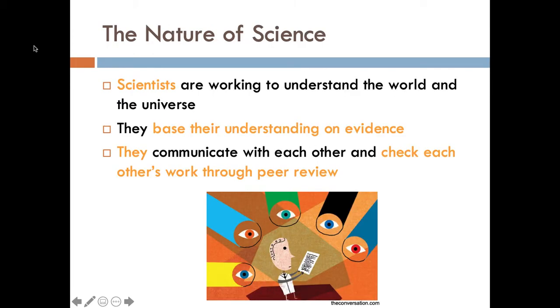So, scientists are working to understand the world and the universe. They base their understanding on evidence. They communicate with each other and check each other's work through peer review. If you are a professional scientist of some sort and you hope to publish a paper, you have to submit that paper to a panel of experts to get it approved in order to be published in a reputable journal.